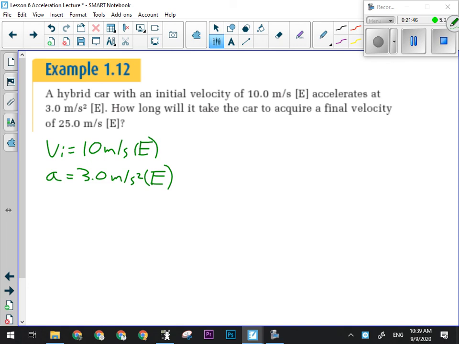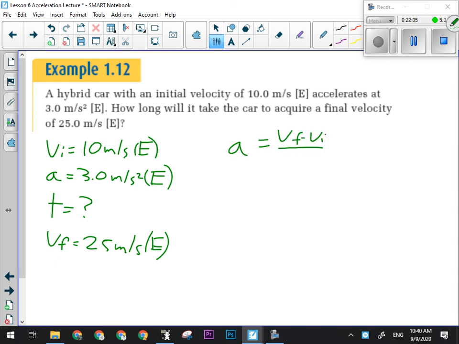Right? And then it says, how long will it take, which means I'm looking for time, to reach a final velocity of 25 meters per second east. All right, everything's east, so I don't have to worry about anything being negative. Right? I just have to pick a formula. Well, this formula has everything in it that I was given, so it's my best choice. I need to manipulate it for time.